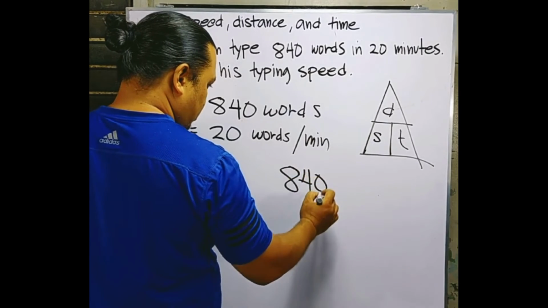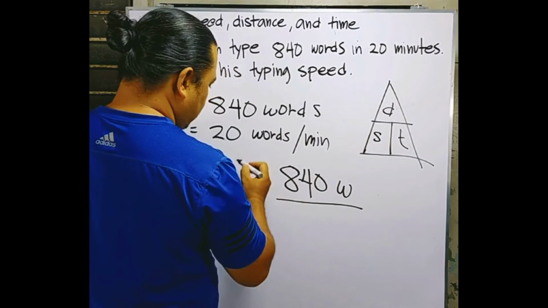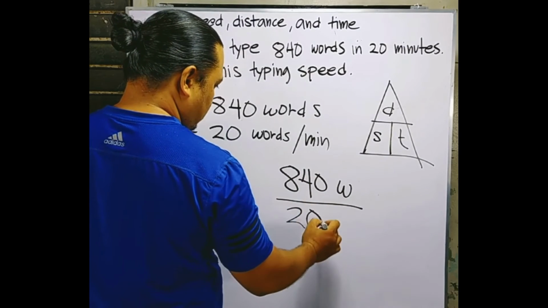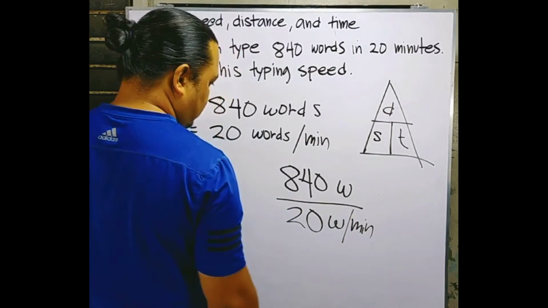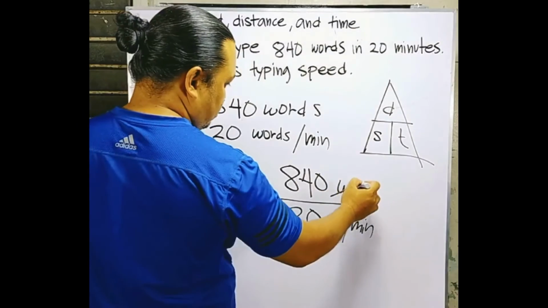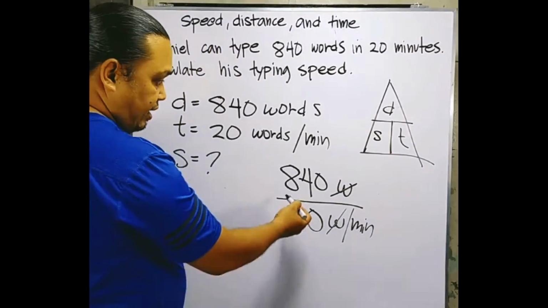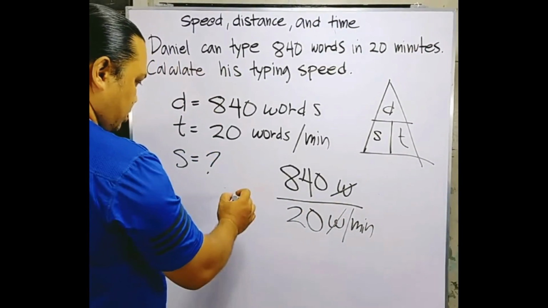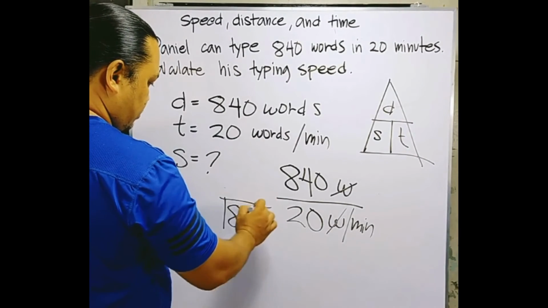840 words over 20 minutes, words per minute. Okay, so cancel here the words. What's remaining is the minute. And all we need to do is divide 840 over 20. And let's do that. 840 over 20.